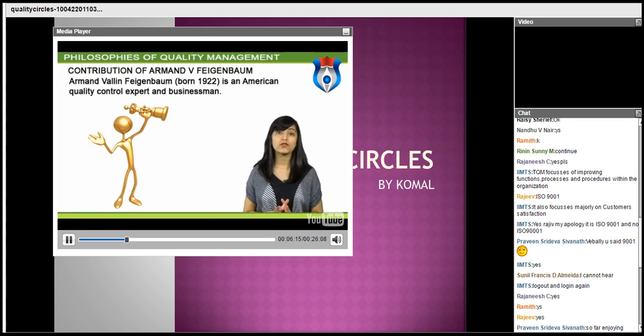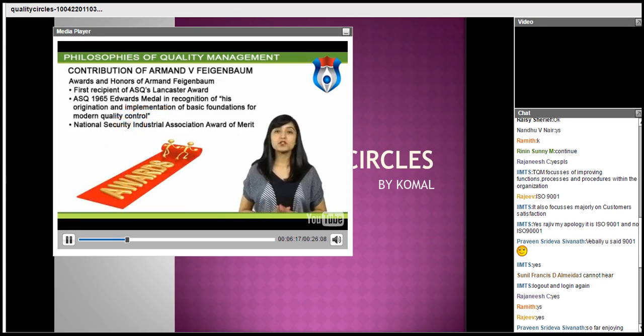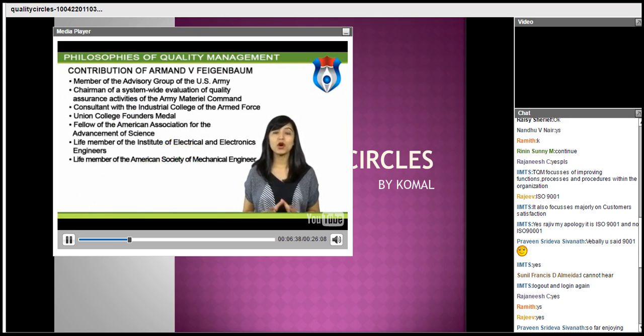Awards and honors of Armand Feigenbaum. First recipient of ASQ's Lancaster Award. ASQ 1965 Edwards Medal in recognition of his origination and implementation of basic foundations for modern quality control. National Security Industrial Association Award of Merit. Member of the Advisory Group of the U.S. Army. Chairman of the System-Wide Evaluation of Quality Assurance Activities of the Army Materiel Command.